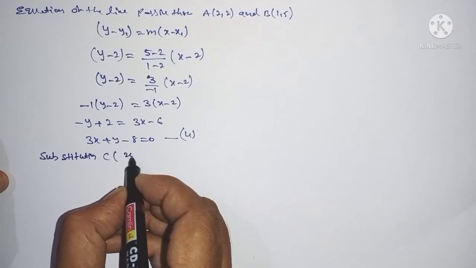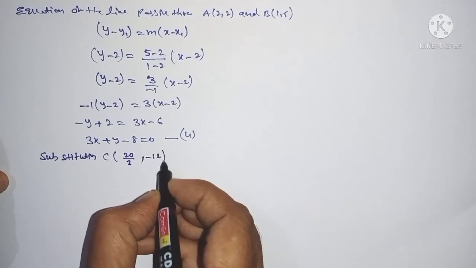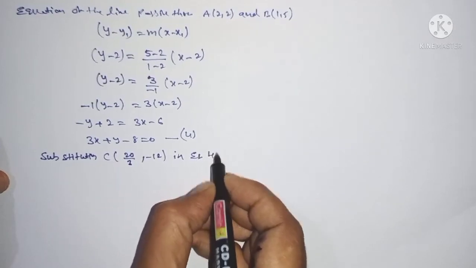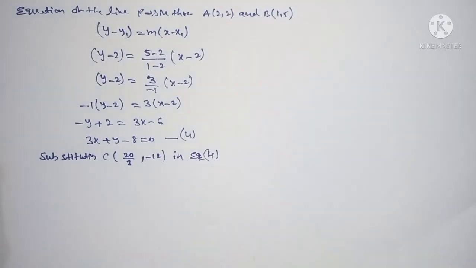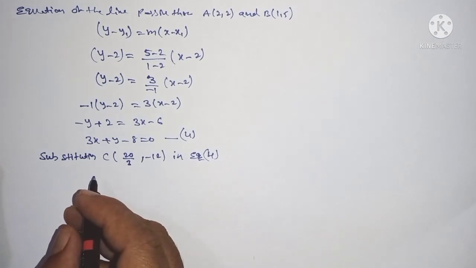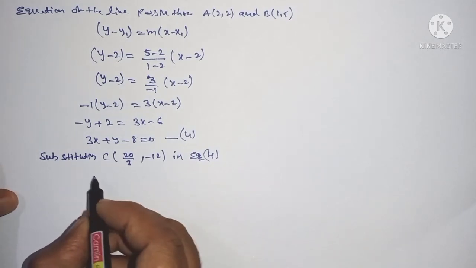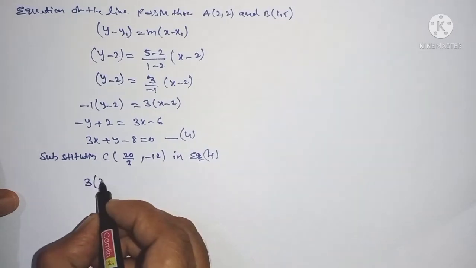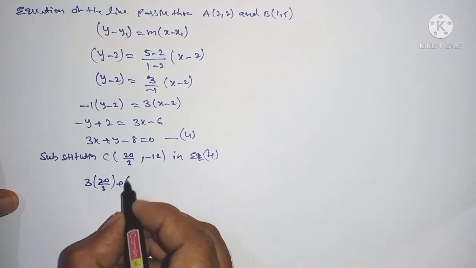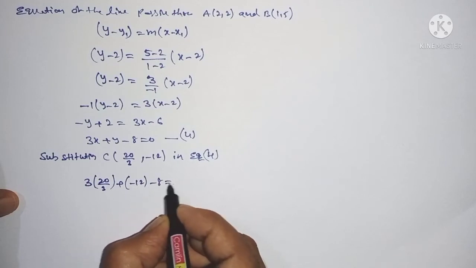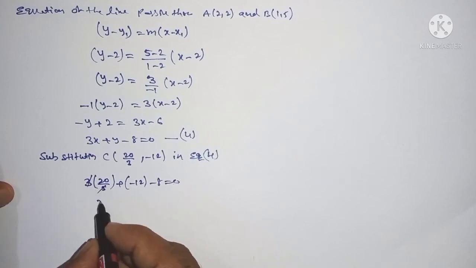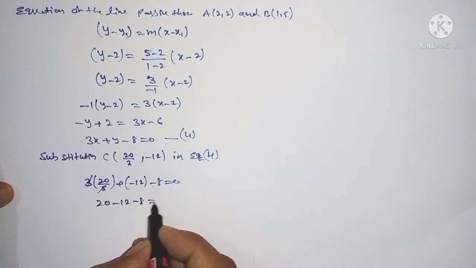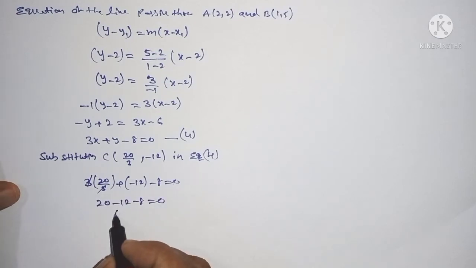Substituting the c of 20 by 3 minus 12 in equation 4, it is 0 you are getting. Then you can write the three vertices are collinear. Therefore, you can observe here 3 of 20 by 3 x, y of minus 12 minus 8 is equal to 0. 3 gets cancelled. 20 minus 12 minus 8 is nothing but 0 only. Therefore, 0 is equal to 0.